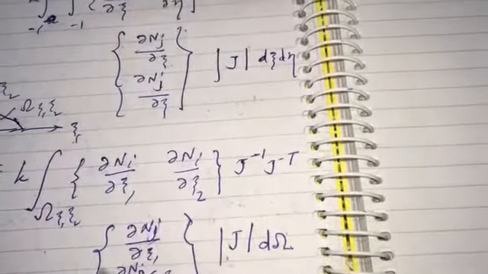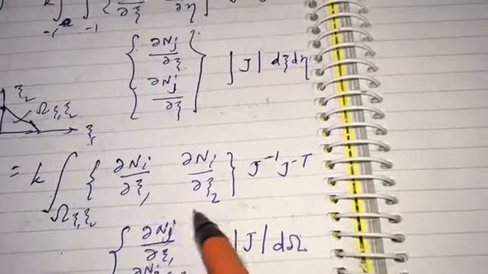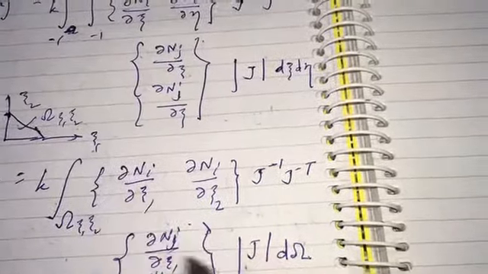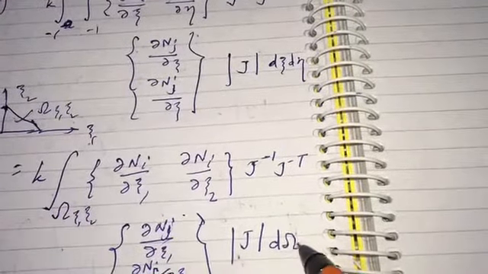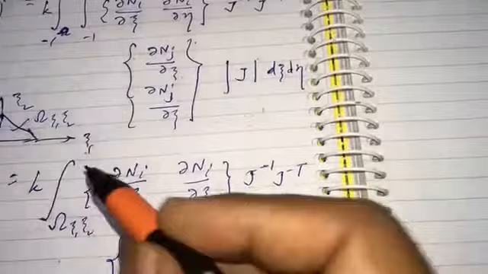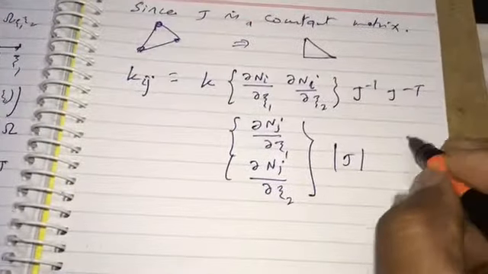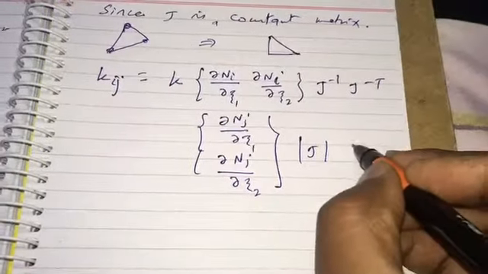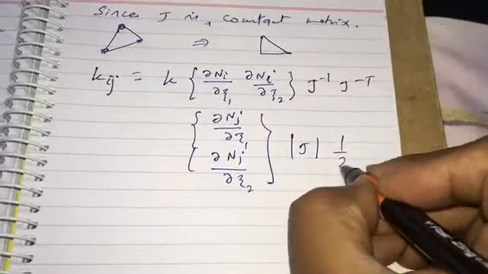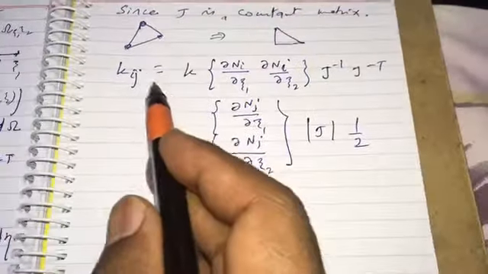Everything is constant, so it goes out of the integration, and then we simply have to multiply by the total area. The total area is half, so we just write half multiplied by half. So K_ij will be simply this one.